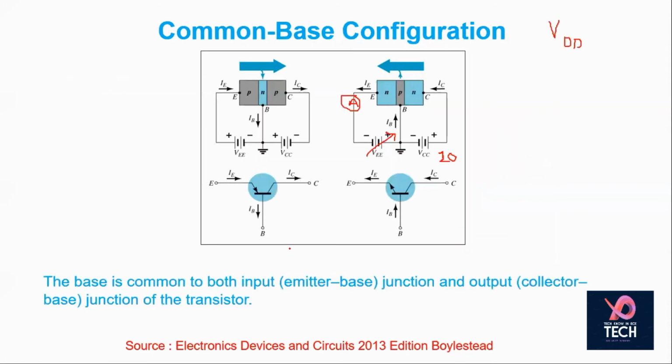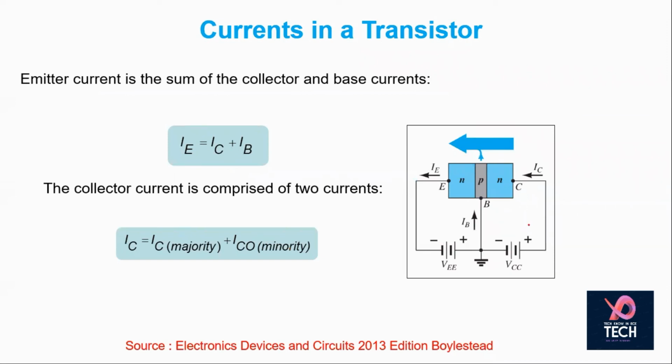For better understanding, I am repeating the entire procedure. This is your common base configuration. In common base configuration, when we are plotting the input and output characteristics, first we focus on input characteristics. What are input characteristics? That means how your device is going to behave in a particular set of conditions. When we talk about input characteristics, you will fix the output voltage. What is your output voltage? VCB. We are going to fix it at a particular voltage. In the beginning, we fix it at 1 volt.